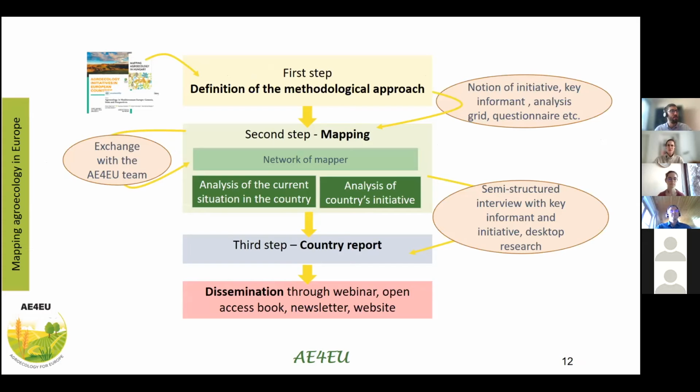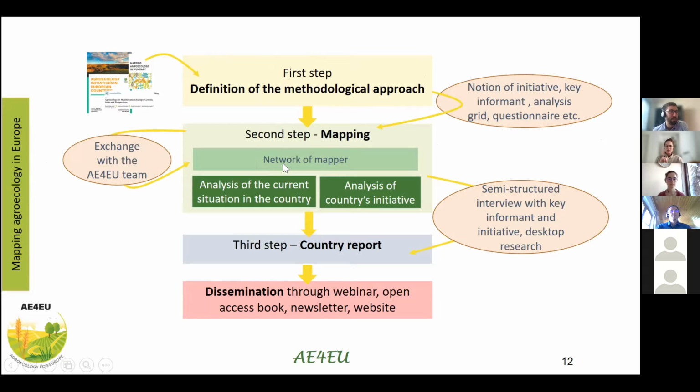So having these two key notions in mind, just to briefly explain the methodology that we use. In the first step, we define our methodological approach, of course taking into account, as I said, the bibliography, as well as defining some key notions, the questionnaire, and also the interview grid that we use.